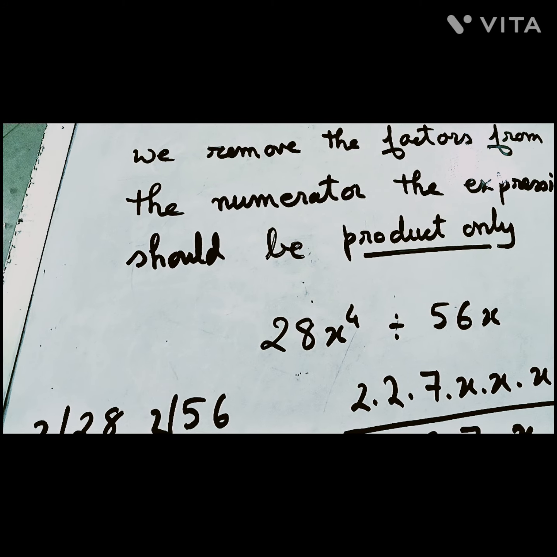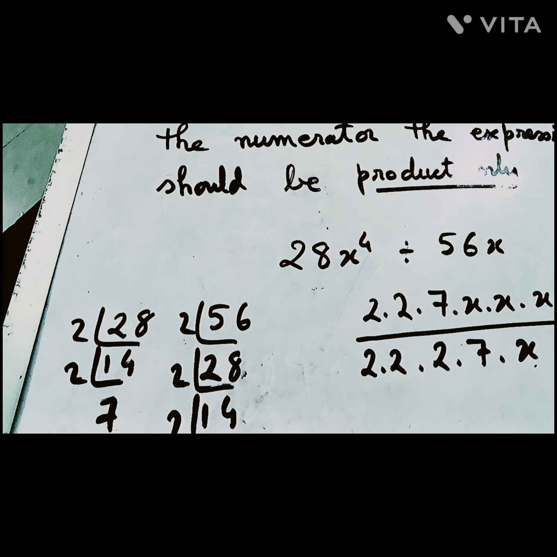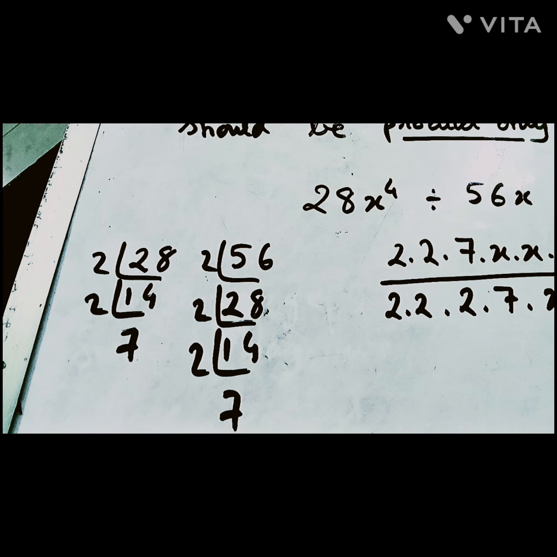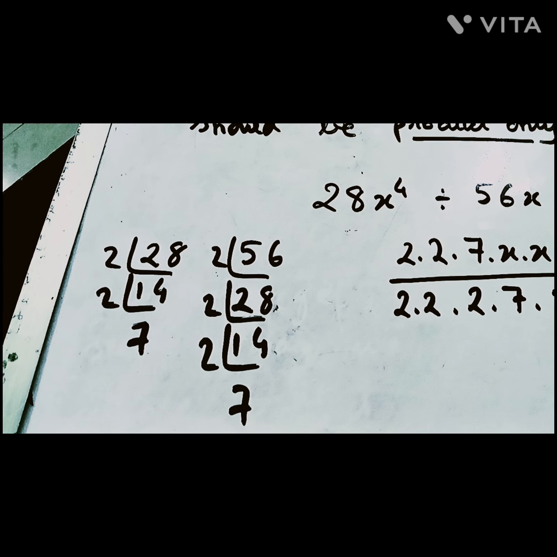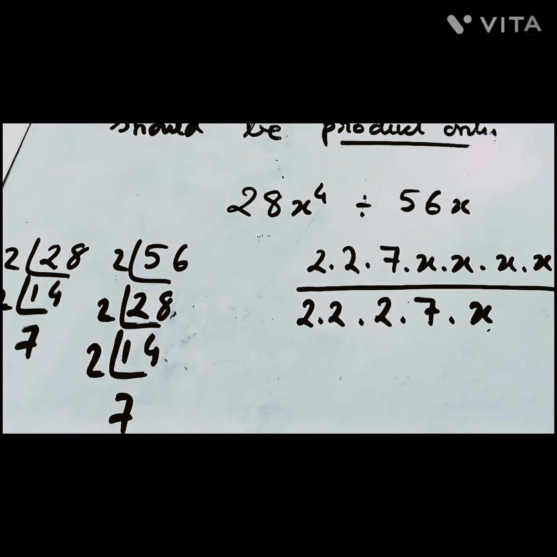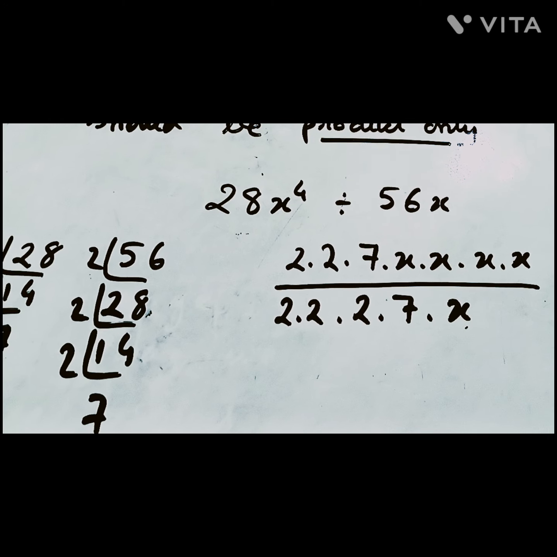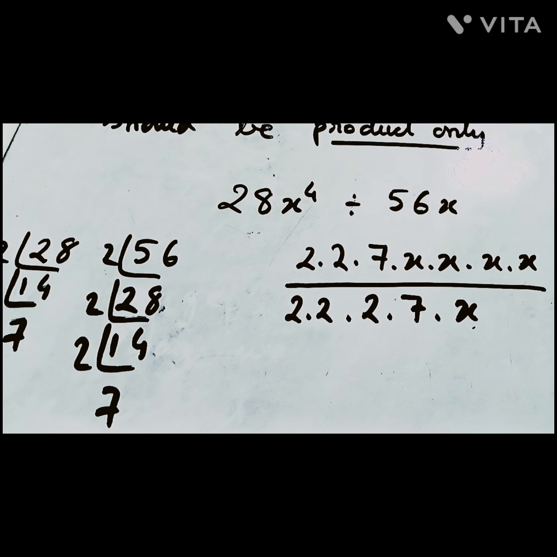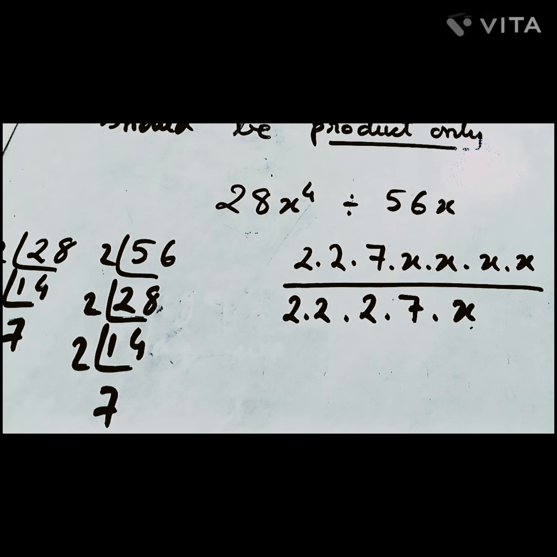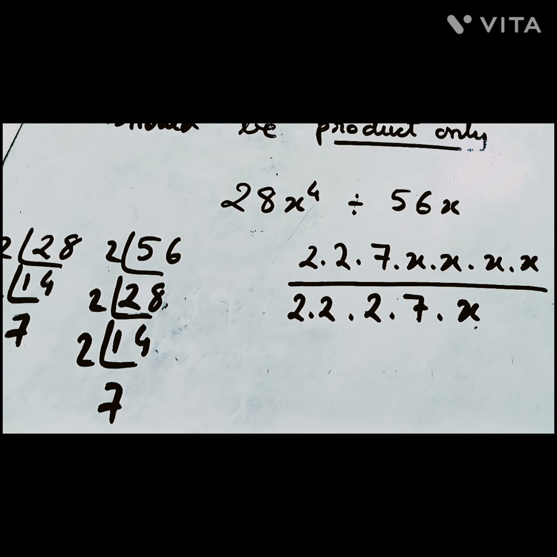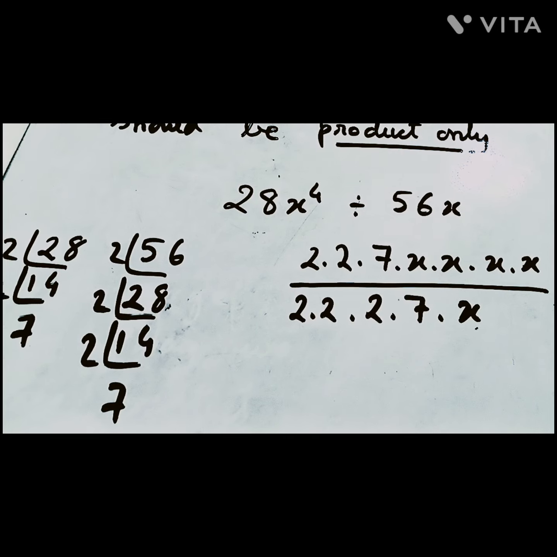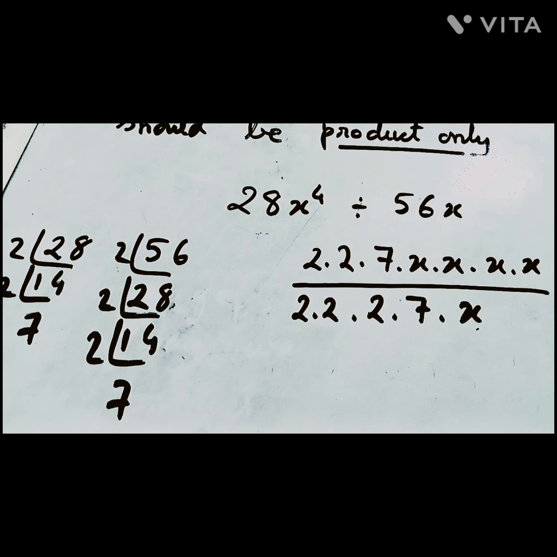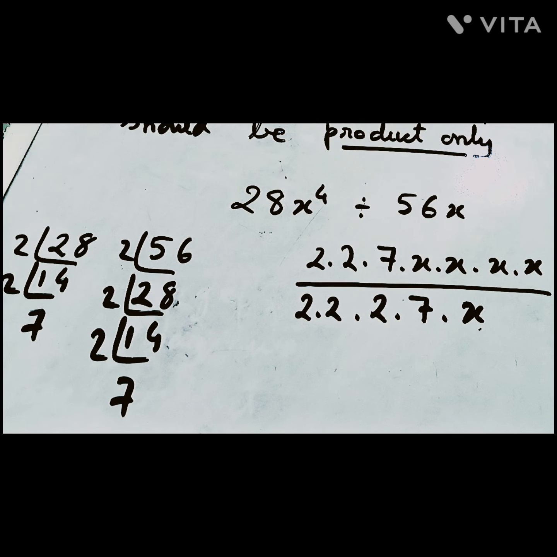28x to the power of 4 divided by 56x. First we factorize 28, we get 2 times 2 times 7. When we factorize 56, we get 2 to the power of 3 times 7. We put it in this order, the division order. 2 into 2 into 7 into x into x into x into x, that's x to the power of 4, divided by 2 into 2 into 2 into 7 into x. This is all multiplication. There is no addition and no subtraction here. So here we can cut, it's the product. The expression in the numerator and in the denominator is all products.